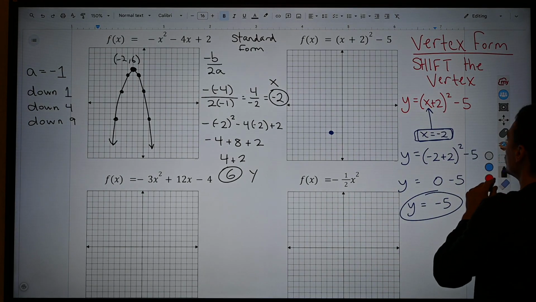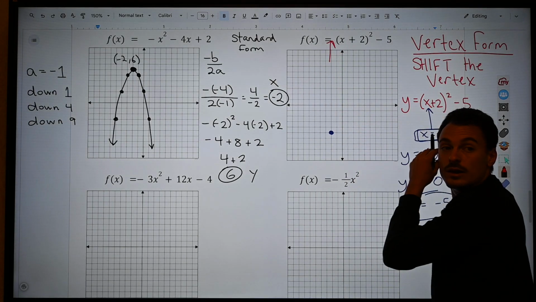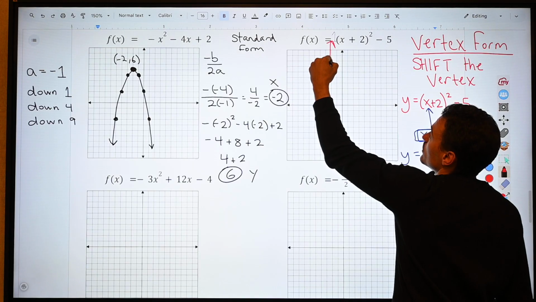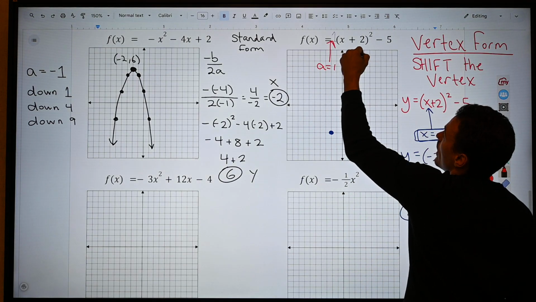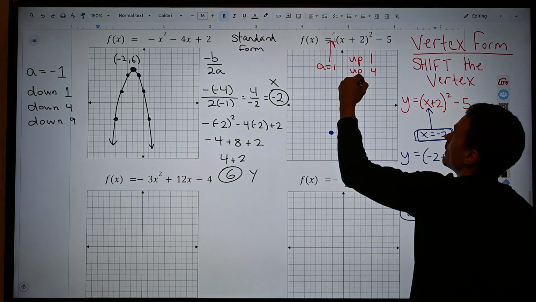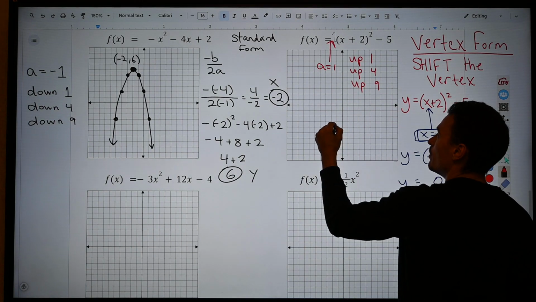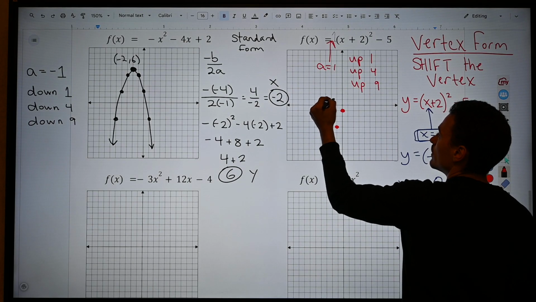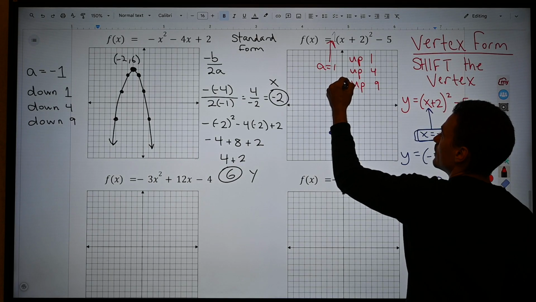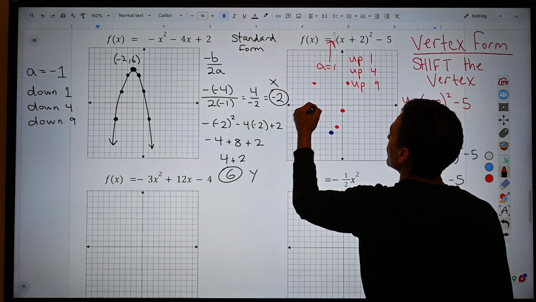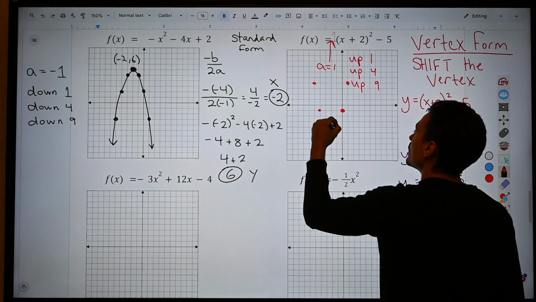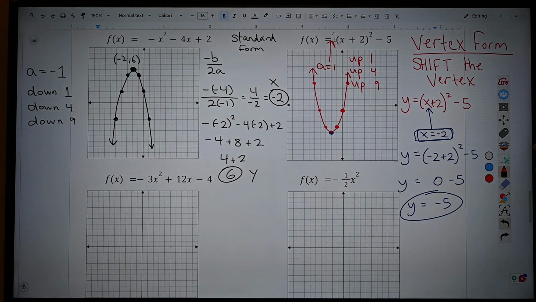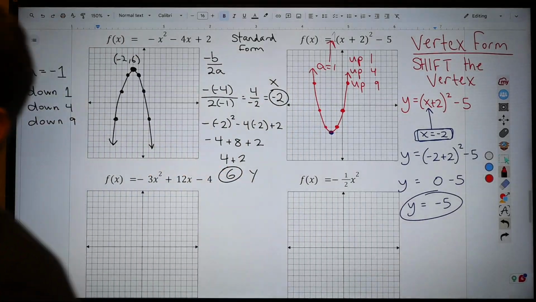Also, the number in front is 1. So there's a secret 1 there, which means a equals 1. So when a equals 1, you're going to go up 1, up 4, up 9. There's our graph.